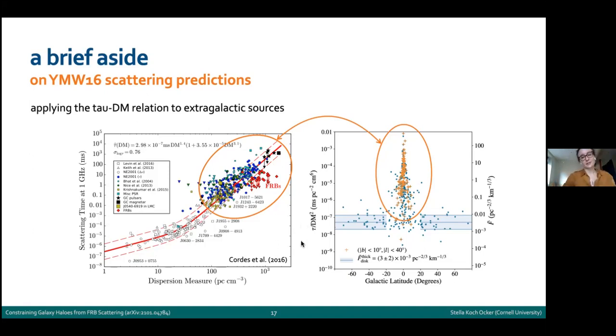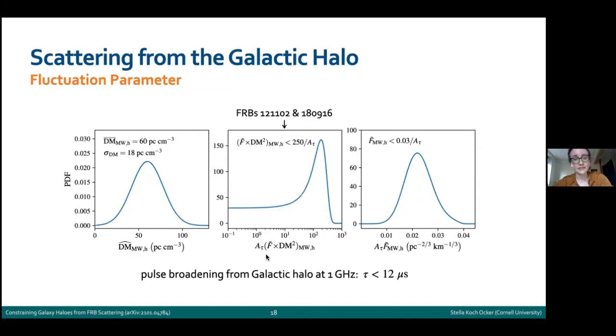Okay, so long story short, we proceed by using the NE2001 predictions for the amount of scattering that's coming from the galactic disk. And we subtract that from the total scattering that's observed for FRBs 121102 and 180916. And we run that through a joint likelihood analysis to get a constraint on F tilde times DM squared for the galactic halo. And so this plot in the middle is showing you the probability density function for F tilde times DM squared.